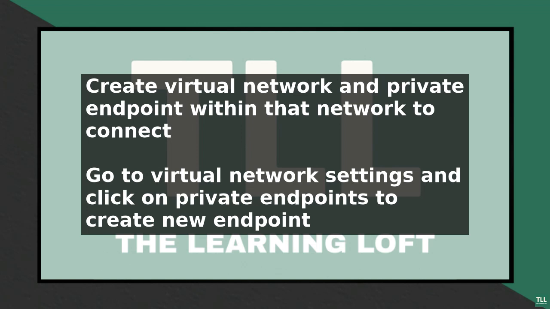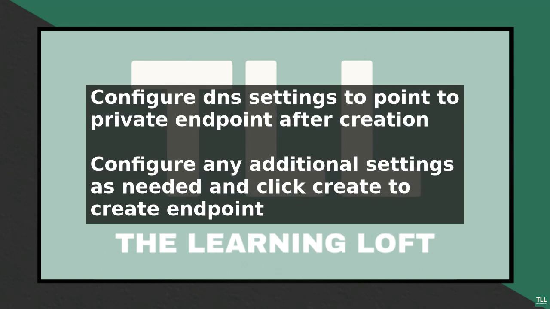Once the private endpoint is created, you need to configure the DNS settings to point to the private endpoint. This will allow you to access the service or resource using a private IP address. To test the connection, go to the resource or service and verify that you can access it using the private endpoint. Make sure to check the security settings to ensure that the connection is secure.